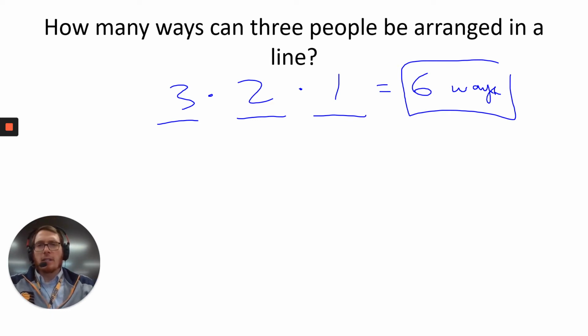What I like to do in these situations is put the 3 locations, like these are the 3 spots the people can stand. And this represents how many of the people could stand there. There's 3 people, so there's 3 options for the first. There's only 2 for the second because the first person would have already been chosen, and then times 1 for the third person. Then if I multiply all those together, I get 6 different ways I could arrange the 3 people to be in a line.